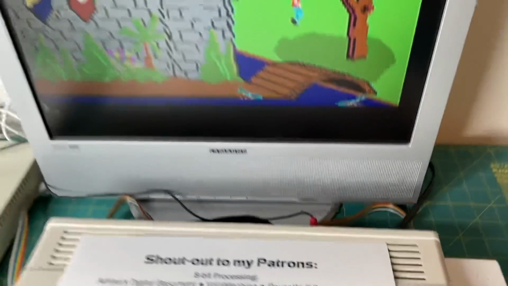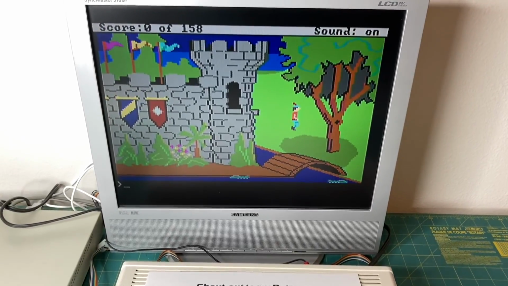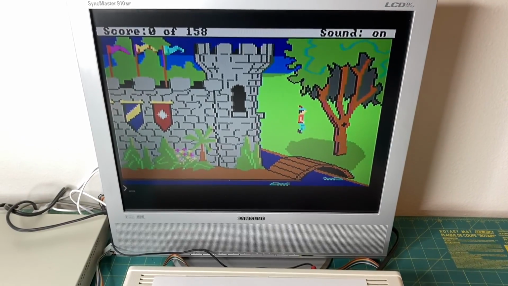Here is my COCO SDC. And now, time to play some King's Quest on my awesome Color Computer 3.